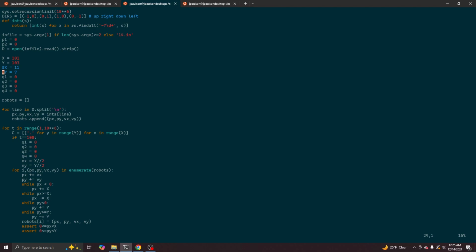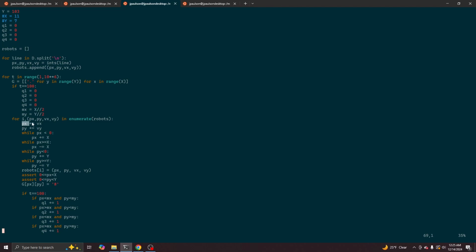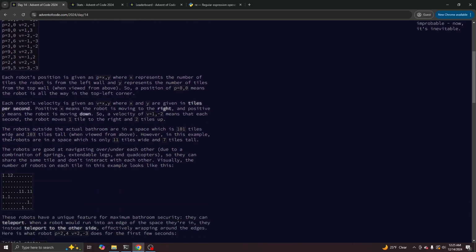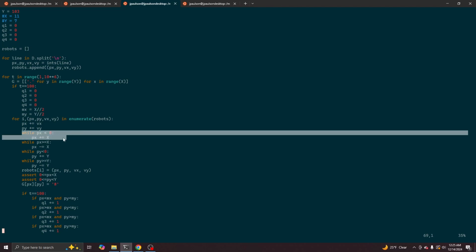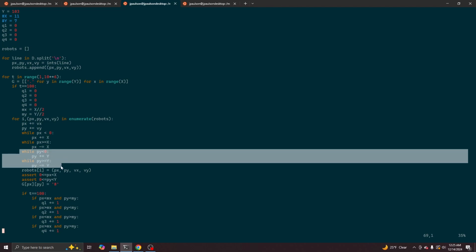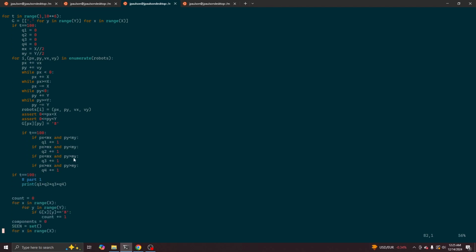Run the robots forward 100 seconds. So what does it mean to run the robot forward? Every second, you add its x velocity to the x position and its y velocity to the y position. And then it wraps around the grid if it goes out of bounds. So if it's less than zero, you add x to get it back in bounds. If it's more than x, you subtract x from it. You want it in the bound 0 inclusive to x exclusive, and the same thing for y.